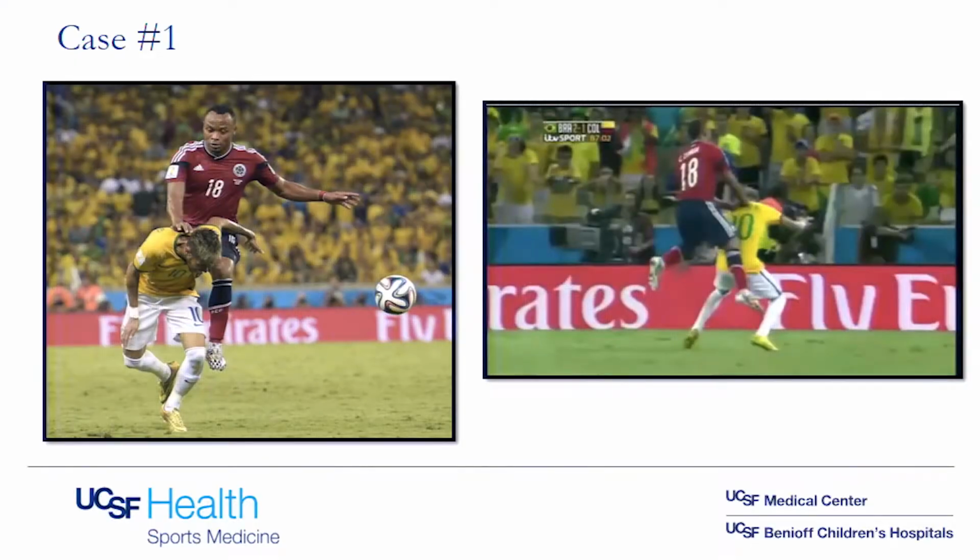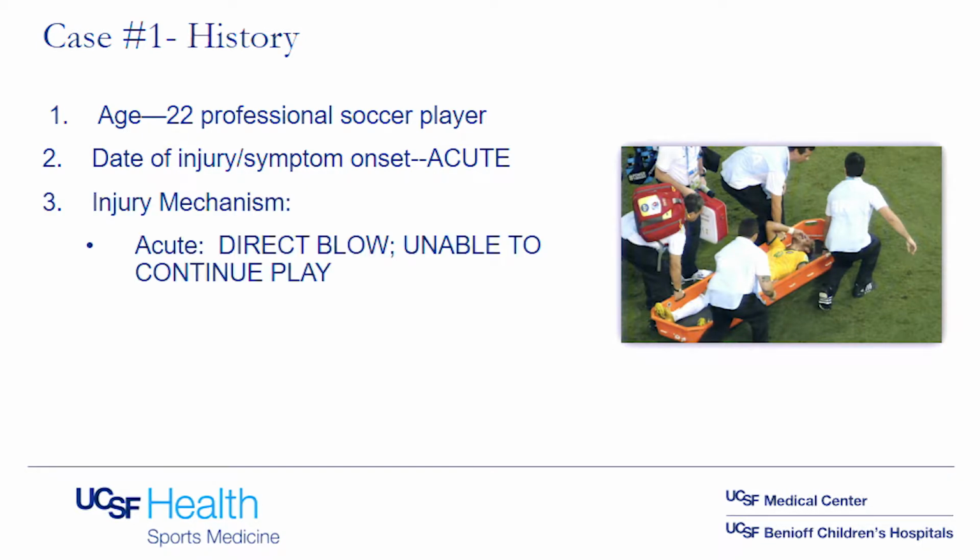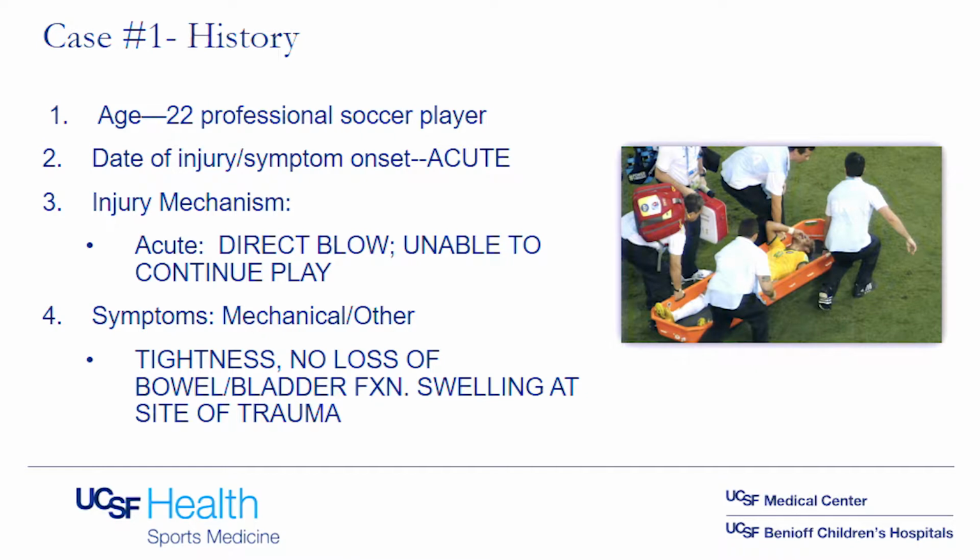All right, let's do the fun cases here. Case number 1. This is the injury. This is at the World Cup in Brazil. All right, 22-year-old professional soccer player. Date of symptom, it was an acute injury. We just saw it happen, right? What was the mechanism? Direct blow. Were you able to continue playing? No. What are the symptoms? Tightness in the back? Nope. No problems with bowel or bladder function. You can observe that there's some swelling at the site of the trauma.